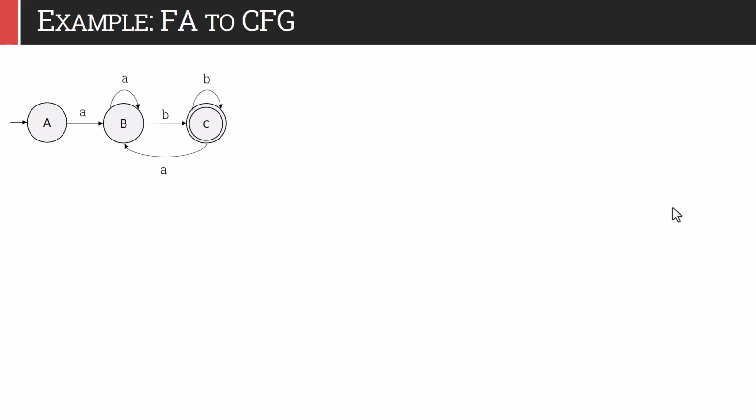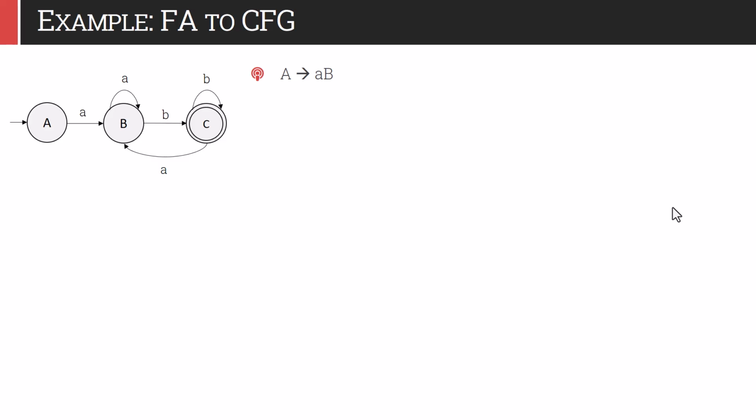Consider this finite automaton. We have to write down the productions, or the context-free grammar, for this. There is a very simple rule. On the left-hand side of the production, we write the source state. On the right-hand side, we write the destination state, and we also add the symbol on which the transition has happened. For example, from state A, we are moving to state B on reading symbol a. So we will add a production like this: from capital A, if we read small a, then we go to capital B. So A gives aB.